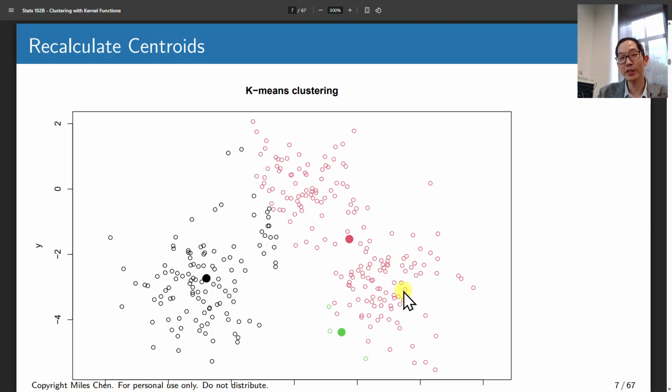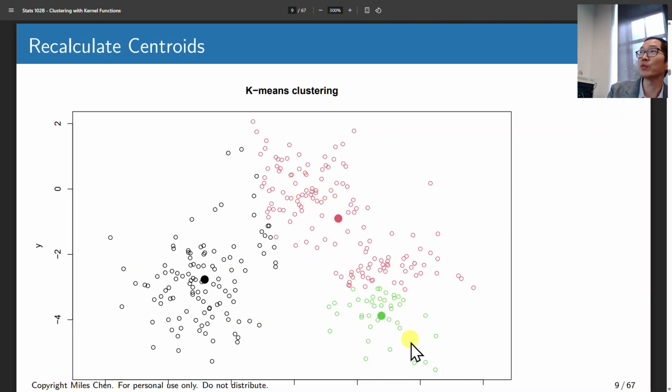Now that we have new centroids, we reassign the points to the nearest centroid. All of these points over here that are currently assigned to red will get assigned to green because they're now a lot closer to the green centroid than they are to the red centroid. Some of these points will get reassigned, and this is what we get. Now that we've done reassignment of points, we ask: what is the centroid of all of these points assigned to green, what's the centroid of all of these points assigned to red, and what are the centroids of all the points assigned to black? We recalculate, and they shift around a little bit.